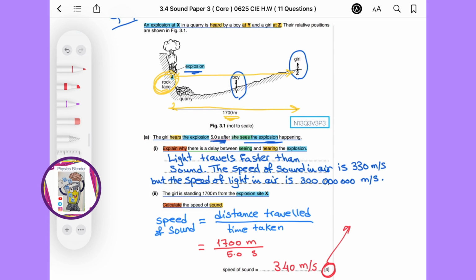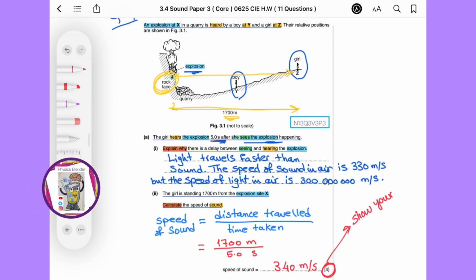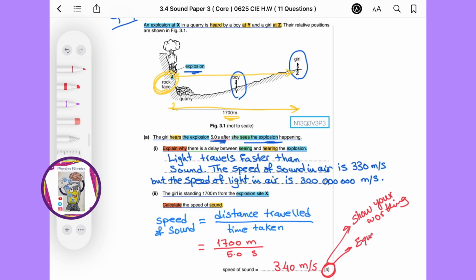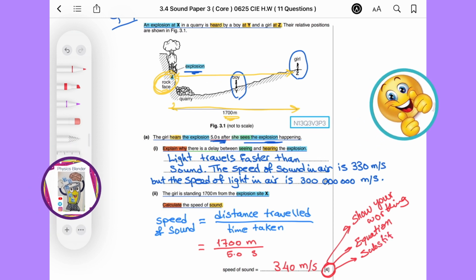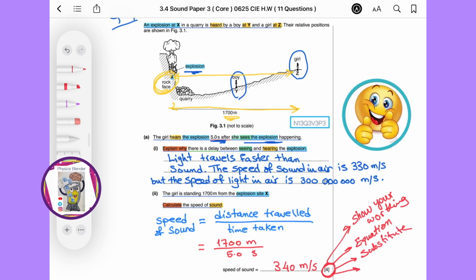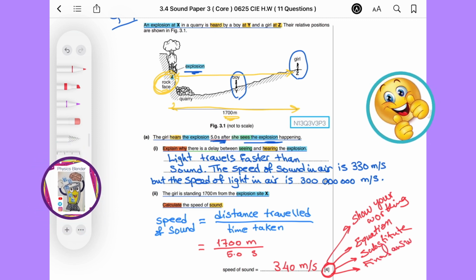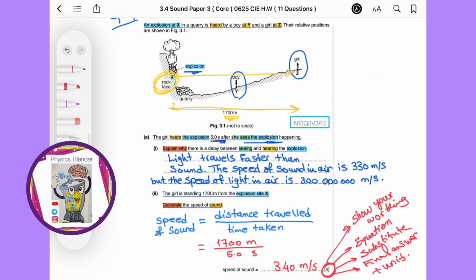Show your working. Write down the equation, not a triangle. Substitute, then give your final answer and unit. Okay?